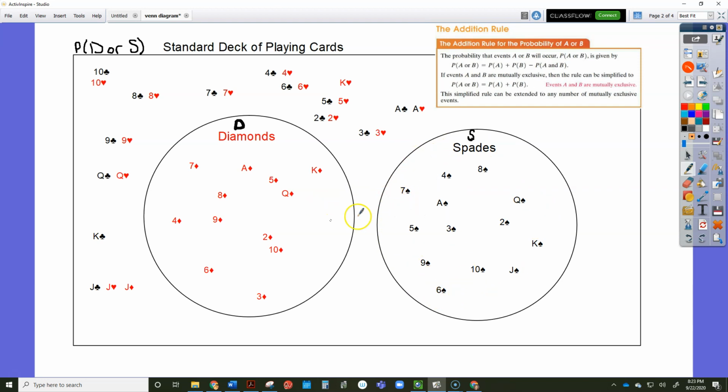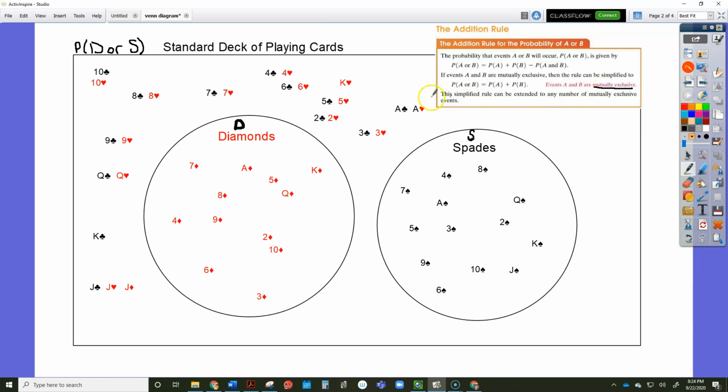And these circles are going to remain separate because there is no element of this circled set of numbers that is also in this set. These two circles are completely separate from each other. They share no common cards. You can't be a diamond and a spade at the same time. So since there are no shared cards, these are considered mutually exclusive.